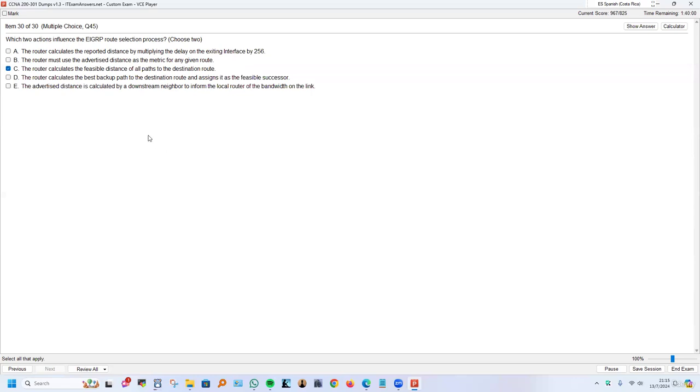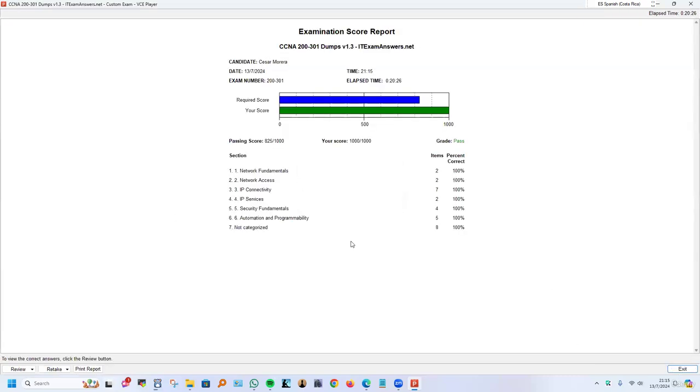Okay, what is the other one? The advertised distance: the router must use the advertised distance as the metric for a given route. Seems reasonable to me. Calculates the best path to the destination route and assigns its feasible successor. I think C and D are the right ones. There you go. Let's end this exam and you are good.